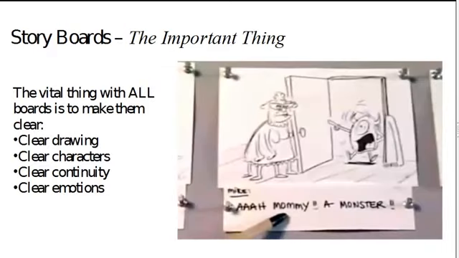So now the most important thing with storyboards is you want to make things clear. That means the drawings have to be clear. We have to know what character we're looking at. It can't be confusing. The continuity needs to be clear from one board to another. The cinematography needs to be clear, and the emotions of the characters need to be clear. What is the character thinking and feeling? This is super important.